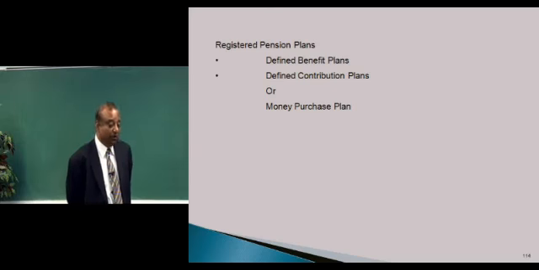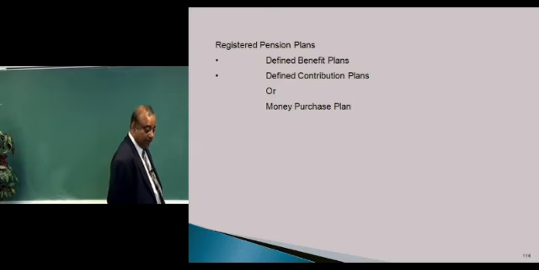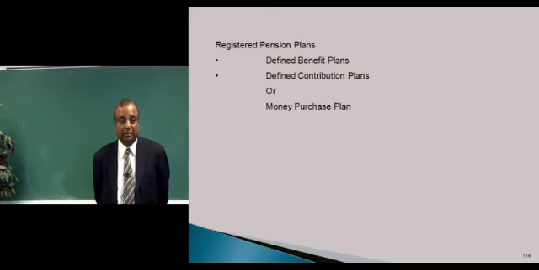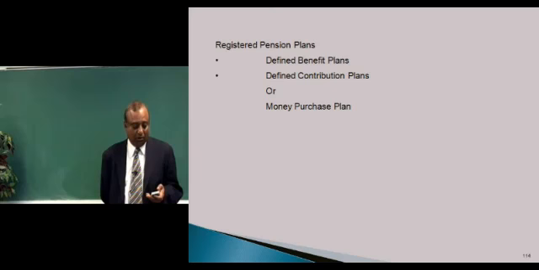We have a defined contribution plan. In this plan, any money that has accrued to my account is used to buy me an annuity. That means the benefit is not known. It's called the defined contribution plan or the money purchase plan.